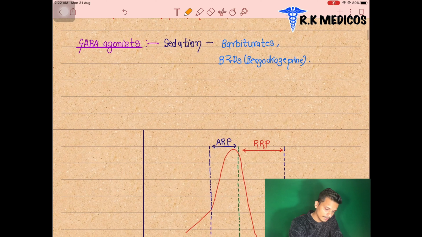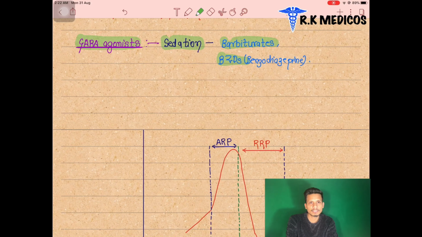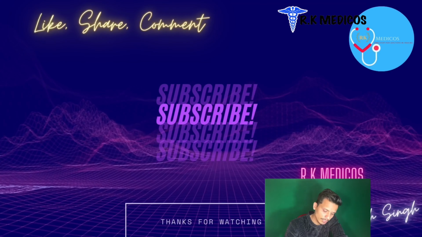Next we can see the drugs which promote more GABA action, the GABA agonists. They perform the inhibitory action, acting as sedative drugs. They inhibit parts of the central nervous system: barbiturates and benzodiazepines. These are the two drugs which inhibit our neurons, and they perform inhibitory functions inside the body.